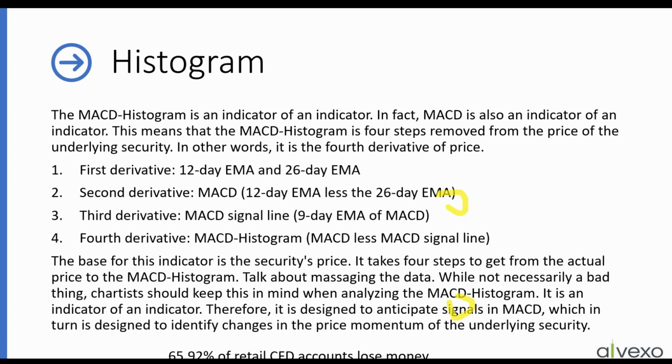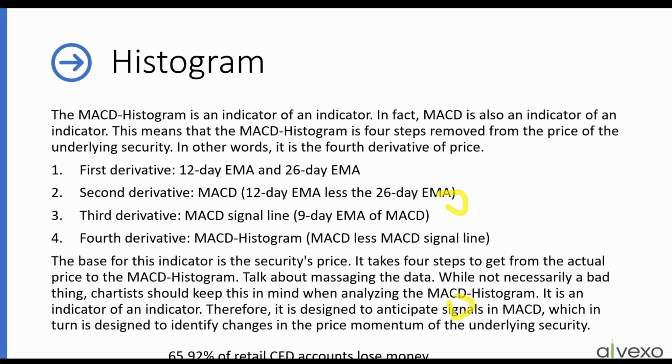The first derivative, we start with the 12-period moving average and the 26-period moving average. Remember, we put the 2 lines on the price chart. Then we take the 26-period and subtract it from the 12-period. That's our second derivative. Our third derivative is we build the MACD signal line, which is just a 9-period moving average of the MACD line. And then the fourth derivative is the MACD histogram, which is the MACD less the MACD signal line. So the base of this indicator is the security's price. It takes 4 steps to get to the MACD histogram.